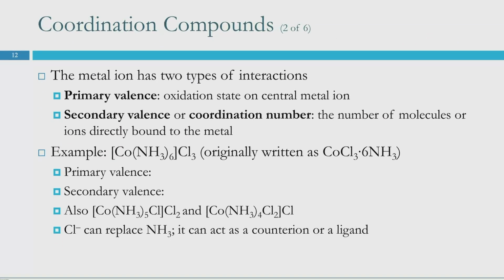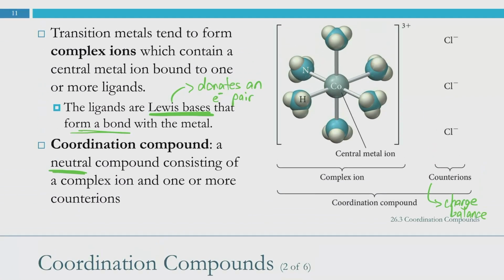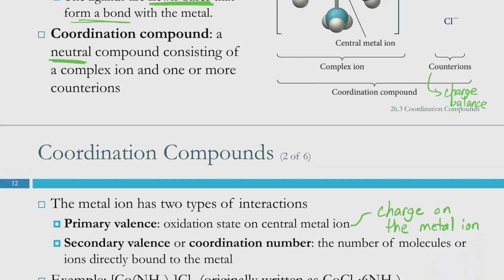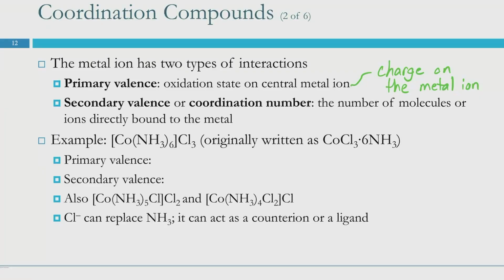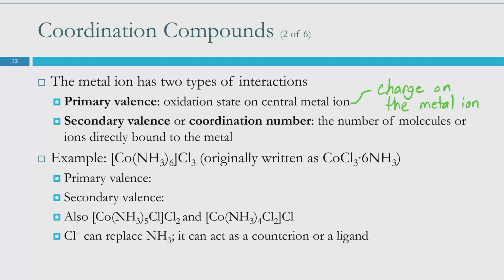Our metal ion has two types of interactions. It's got a primary valence. The primary valence is basically, I think, the charge on the metal center. So inside of this complex ion, what's the charge of our metal? And then we've got a secondary valence, or a coordination number. And this is how many ligands are attached.